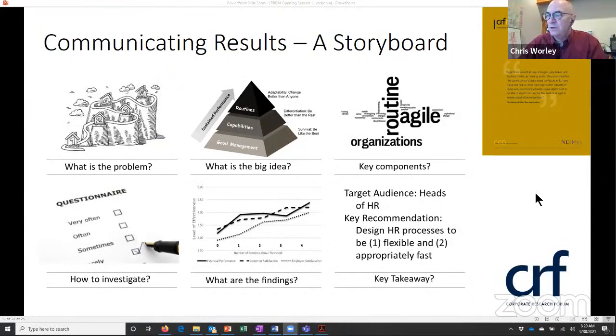So through the research, pulling from the stuff that we had done before, we were able to come up with this notion of a storyboard, and the storyboard guided how we wrote the monograph that was distributed to all the members of CRF. And so we just thought it was an interesting tool that we would share with this group as a way to organize the way you communicate your results to a practitioner audience.